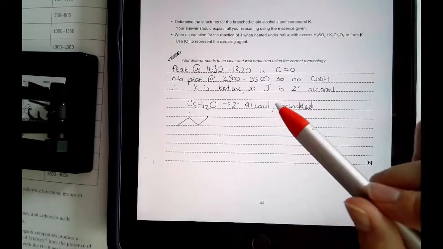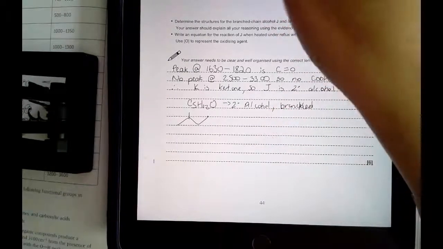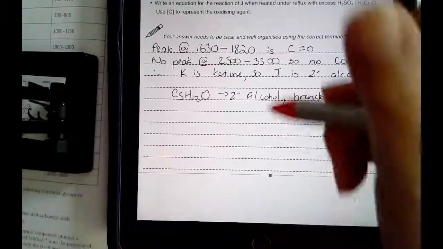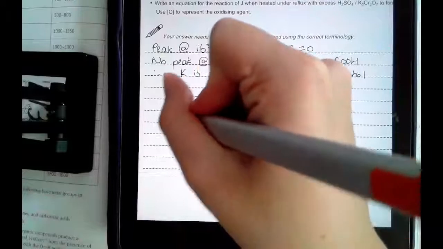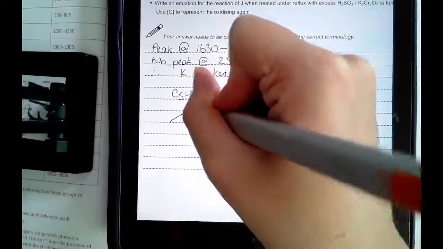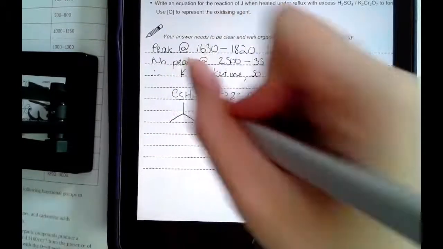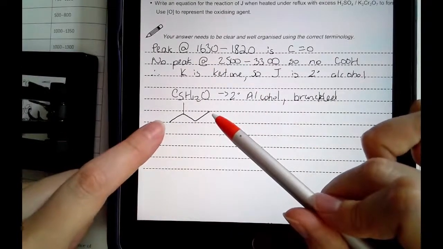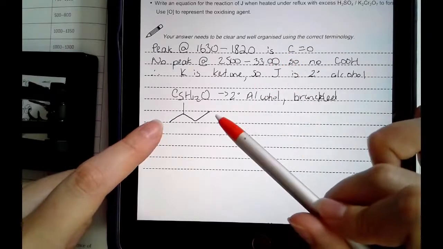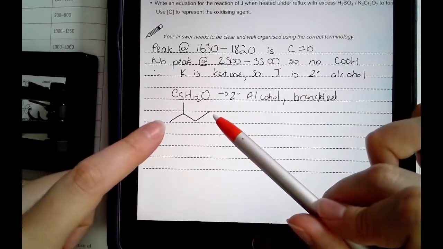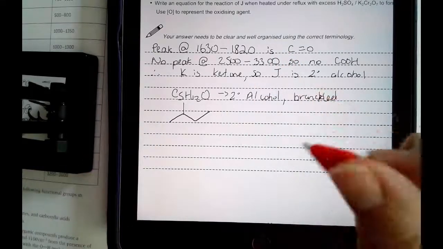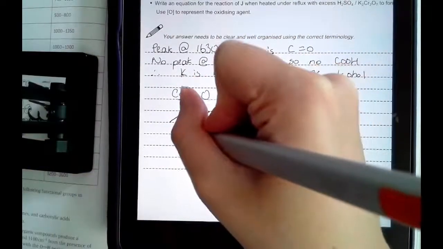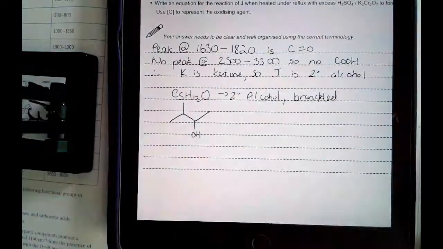I know I have to have a secondary alcohol, which is going to limit where I can put my OH. If I were to put my OH on either end, I would have a primary alcohol, and that wouldn't give me a ketone when I oxidize it. It would give me a carboxylic acid. So therefore, I'm going to be putting my OH here on this carbon in order to give me my secondary alcohol.